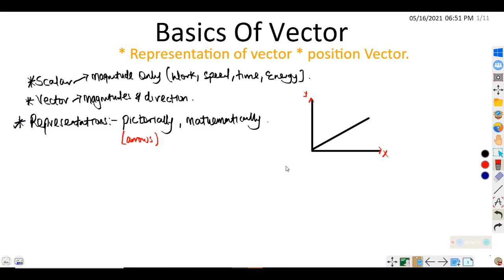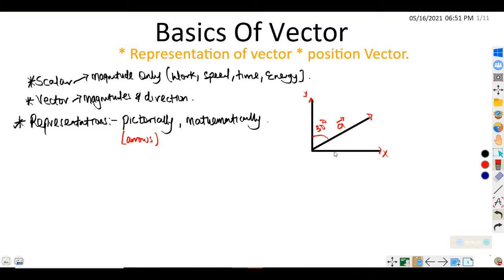Now, when we try to talk about the position of a vector and its angle, let's say the vector we are talking about is represented with this arrow, as you can see. Let's say we are talking about vector A. You can see the arrow is always on top and it is at an angle of 30 degrees. This type of representation is called the pictorial representation of a vector.